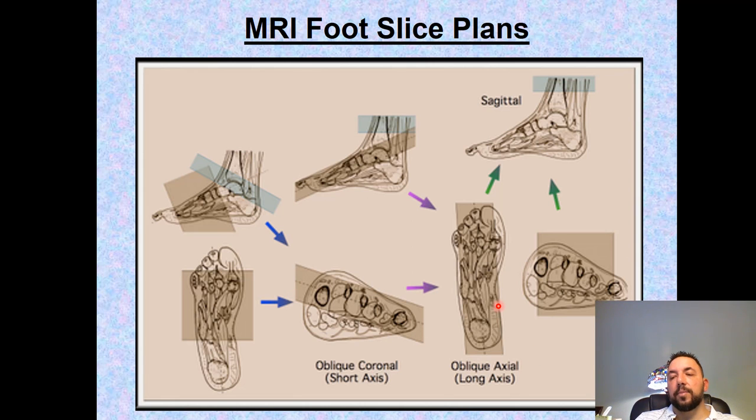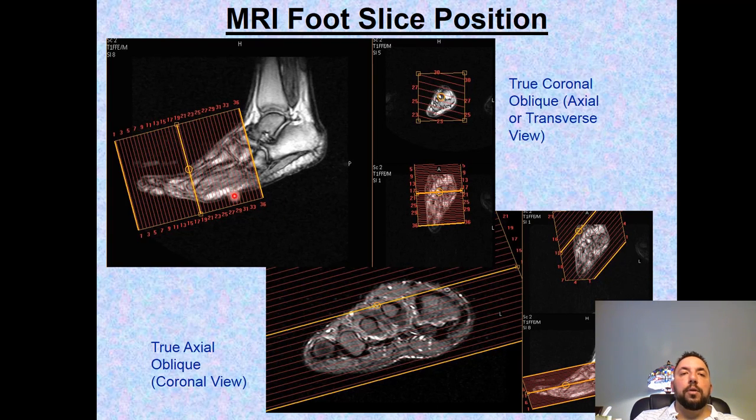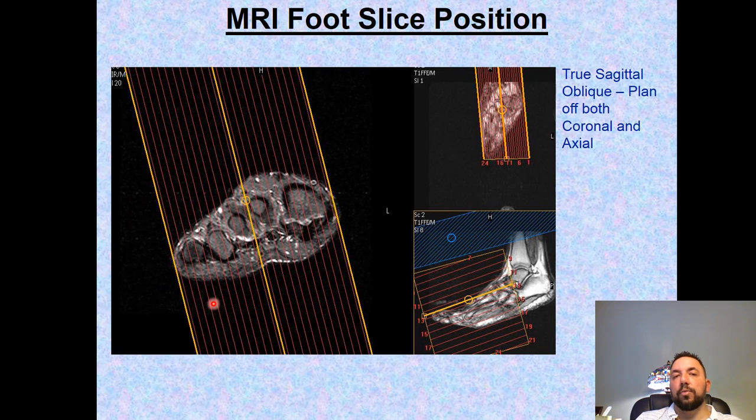So the sagittal will just be perpendicular to the angle that we used for our long axis. And let's take a look at those images. Here is just our coronal, which comes out like this, our short axis. We use this to plan our full axial view, which comes out looking like a coronal. Sagittal is opposite to it.